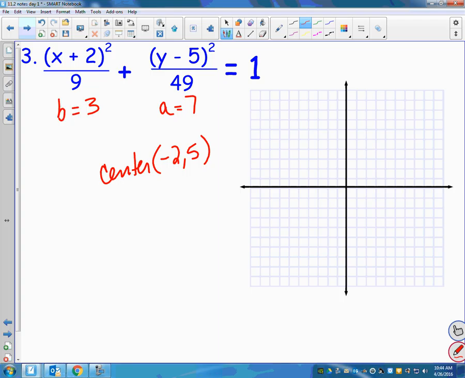I just labeled it wrong. But I'm going to move up and down 7, left and right 3. But the difference is I'm going to start at negative 2, 5. So at negative 2, 1, 2, 3, 4, 5, that's going to be my center. So 1, 2, 3, 4, 5, 6, 7. I'm going to go a little bit off the graph. 1, 2, 3, 4, 5, 6, 7. And then I'm just going to go left and right 3 units. Roughly like that. Questions on graphing?